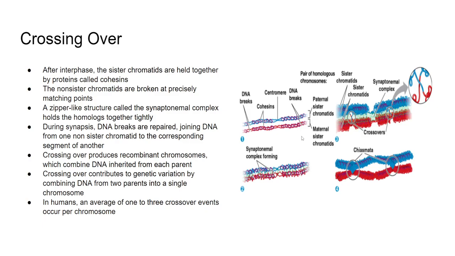We talked about the breaks here. What's going to happen is this DNA from one non-sister chromatid is going to join with the DNA from the other non-sister chromatid. So the chromatid from the maternal set is going to combine DNA with the chromatid from the paternal set, and it's going to create these structures called chiasmata. And that basically produces recombinant chromosomes, which combine DNA inherited from each parent, right? So we have DNA inherited from the mom and the dad. It's going to create some genetic variation, which is very important. Genetic variation is important.